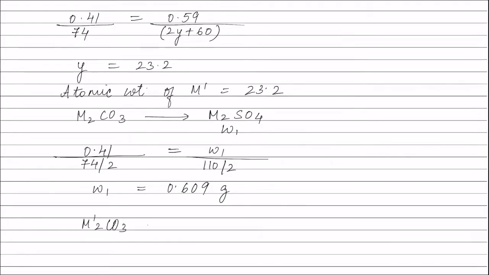Similarly, M'2CO3 converts to M'2SO4. Let the weight of M'2SO4 be W2 grams. Now equivalence of M'2CO3 is equal to equivalence of M'2SO4.